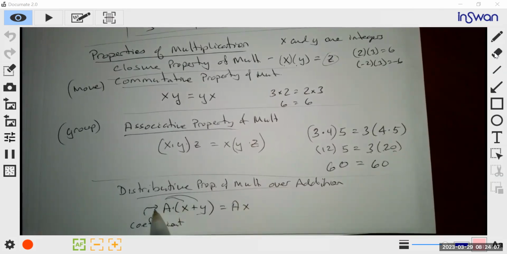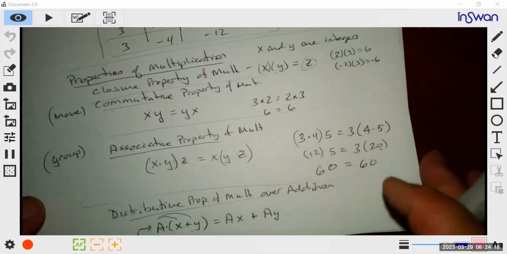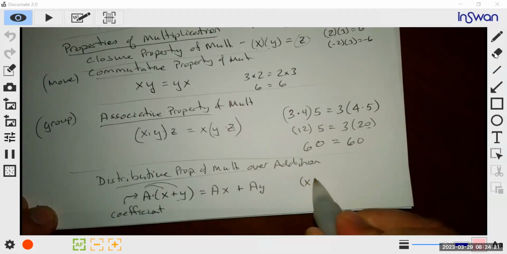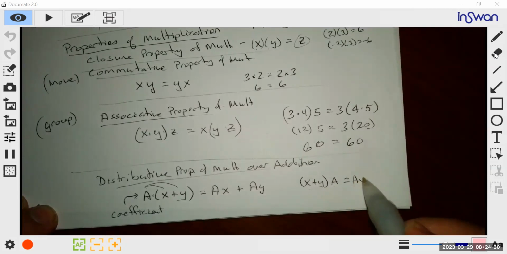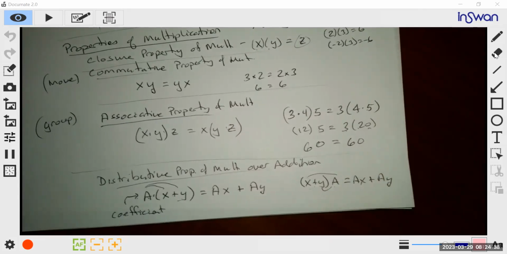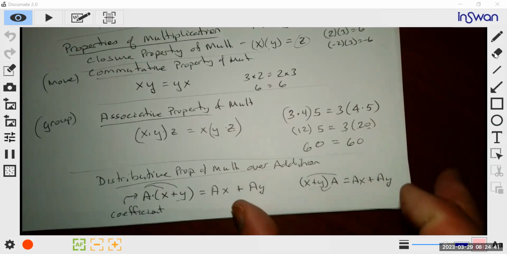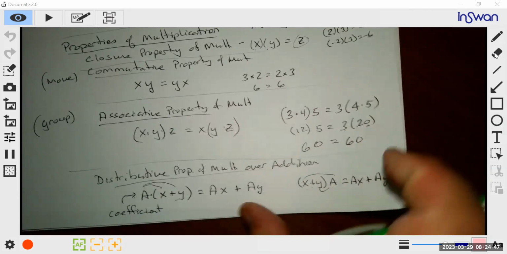A times x is ax. Positive times positive is positive. A times y is ay. And we could do it either direction. We can have it this way too, where everything inside the parentheses multiplies by a. So x times a is ax. Positive times positive is positive. Y times a is ay. They get to be the same answer. So that's the distributive property. The coefficient distributes to everything inside there.